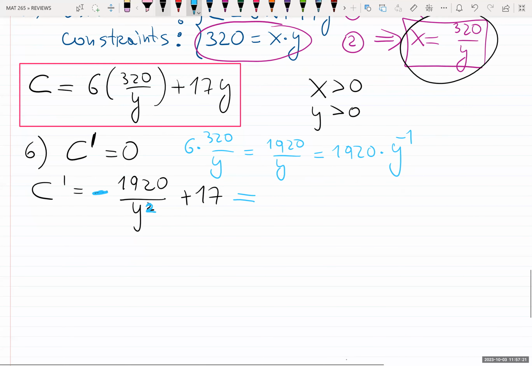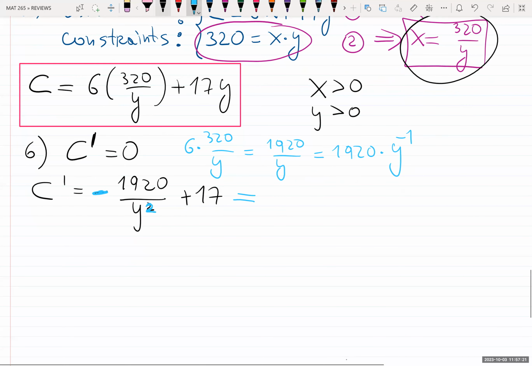The thing is, you're supposed to check it. Of course, you're supposed to make a sign line and put it on a sign line. And since we expect it to be a minimum, we know how it should look. On the left, the derivative, which is y prime, should be negative. On the right, positive, I said positive.